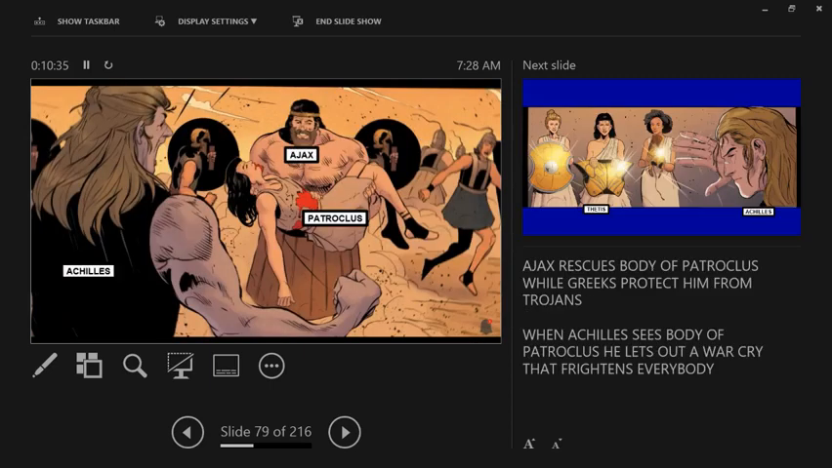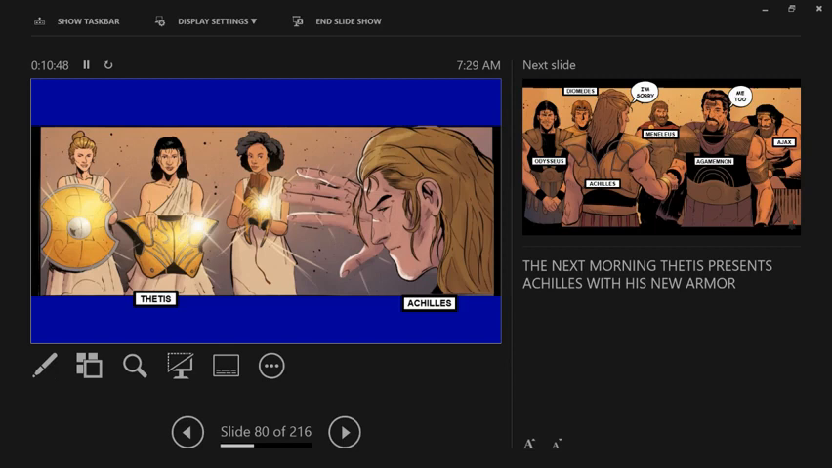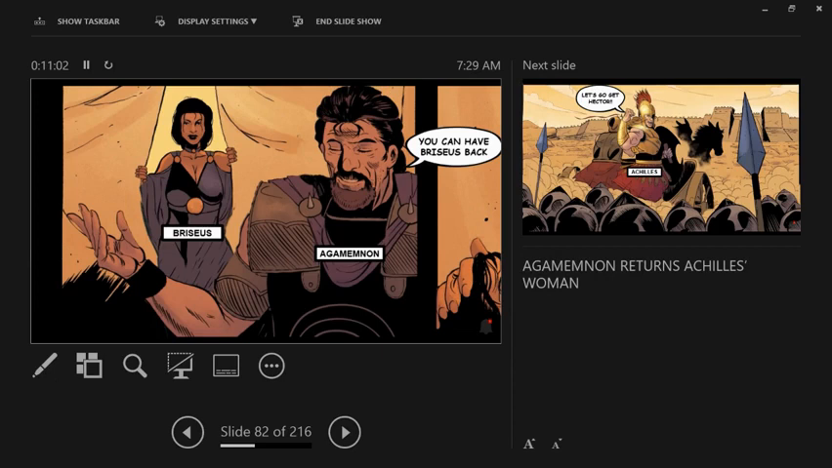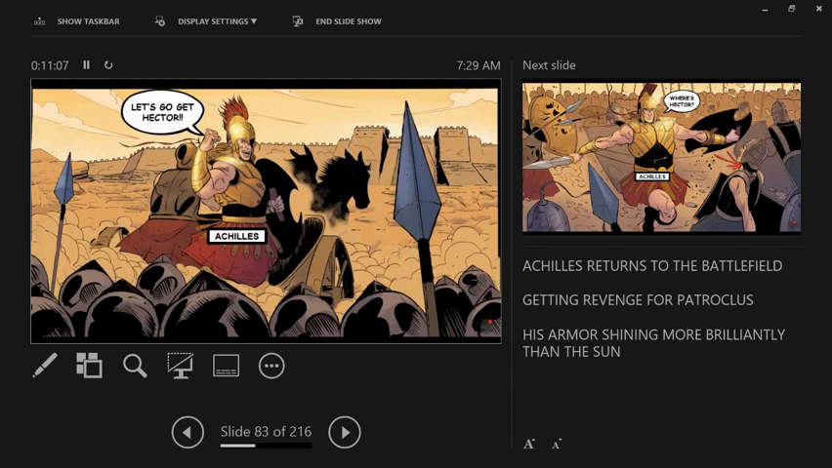In the meantime, Ajax, another hero of the Greeks, brings the body of Patroclus back to the camp of the Greeks. Achilles gets his brand new armor. Achilles makes up with Agamemnon because he's absolutely furious at Hector for killing his best friend. So he's going to go back to the fight, and they both make up. Agamemnon gives Achilles his woman back. And then Achilles goes out onto the field and he is looking for Hector.